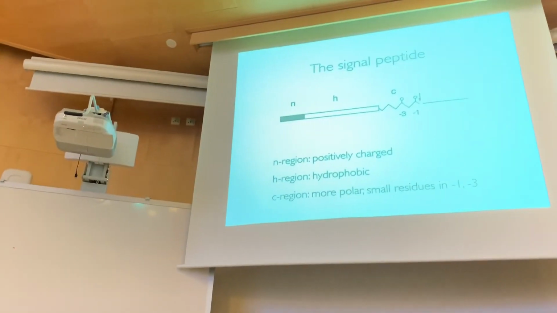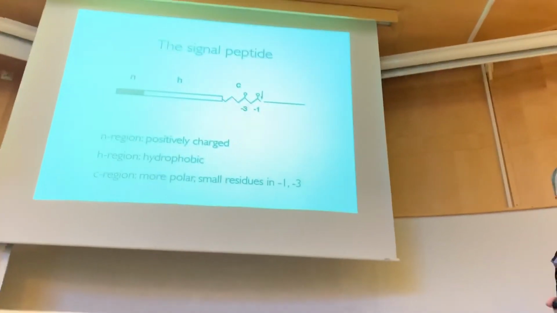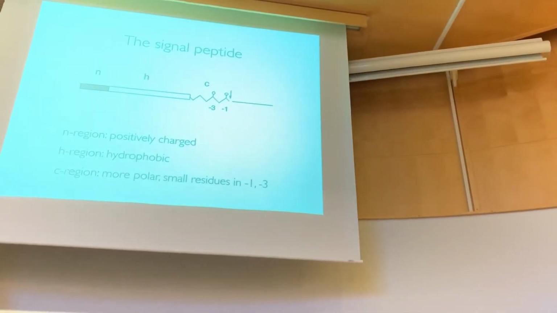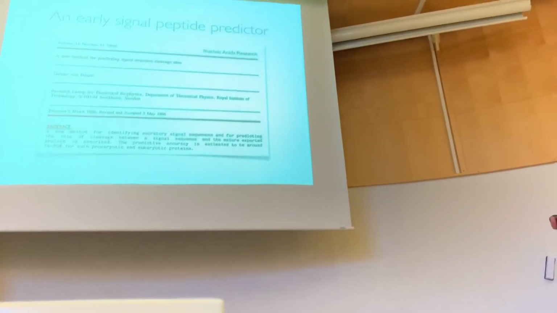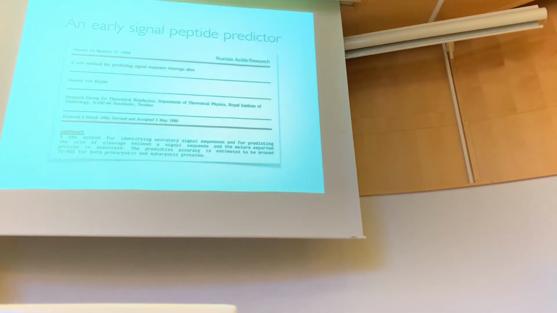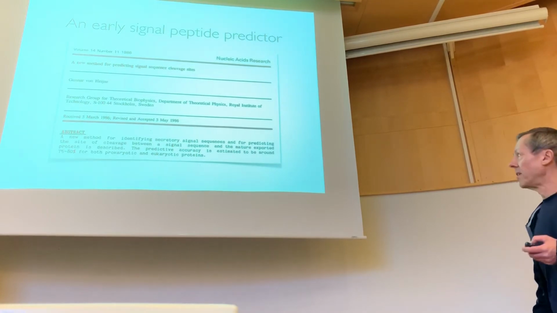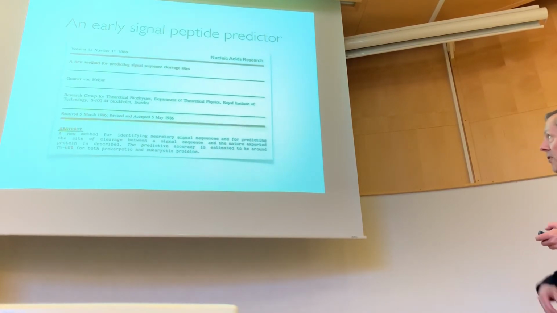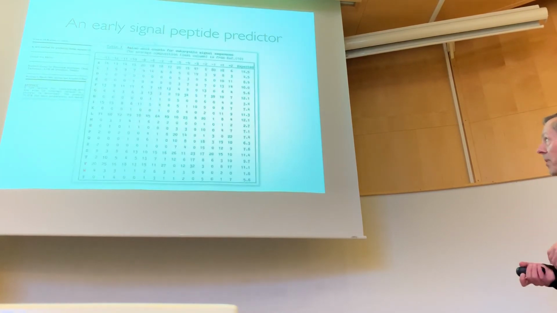So this kind of general design was apparent already with just a few sequences, and could be turned into an early predictor, and you can see how old this is. 1986 was when this was actually first published. The very first reasonably well-performing method, and it was a very trivially simple algorithm.